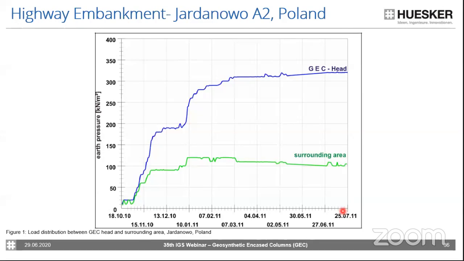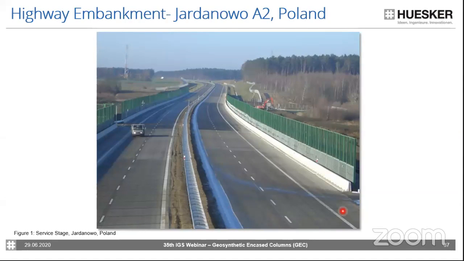And here again, the earth pressure has been monitored on top of the GEC heads and on top of the surrounding area. And also here we can see the characteristic load distribution, which is basis for the design and also for the working mechanism. This is just one picture from after construction. So the construction went really nicely, and it was great success for us, especially because we also could gain that much of information on the working mechanism and also behavior of the extension laterally.